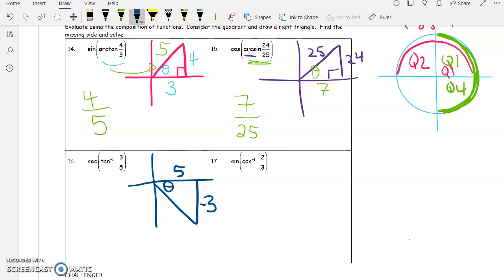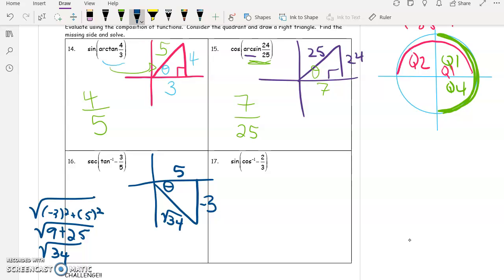Using the Pythagorean theorem, the square root of -3 squared plus 5 squared, so 9 plus 25, our hypotenuse is going to be root 34. That's our triangle. Now let's find the secant. Well, that's nice because we don't need to rationalize our square root because secant is the reciprocal of cosine. So the secant of this angle is going to be the hypotenuse over the adjacent. So root 34 over 5.